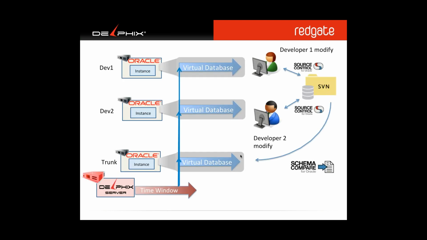So graphically, it's going to look something like this. We see Delphix in the bottom left. I'm going to use the Delphix time window, spin up these 3 virtual databases, and then James will take it over and use the Redgate tools to manage the changes and merge those back into the trunk database.